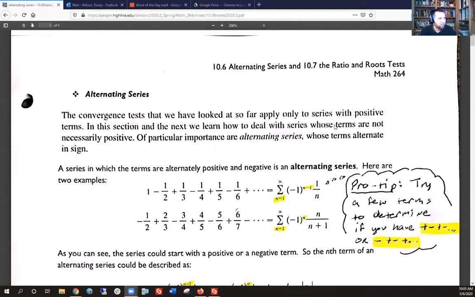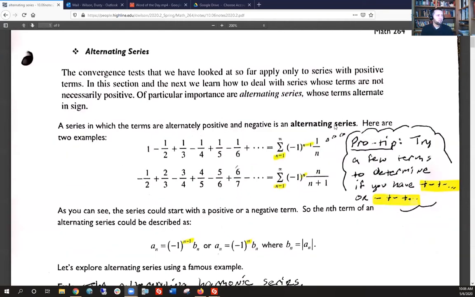So the convergence tests that we have looked at so far apply only to series with positive terms. In this section and the next, we learn how to deal with series whose terms are not necessarily positive. Of particular importance are alternating series whose terms alternate in sign. And so I have a couple of examples right here at the outset.